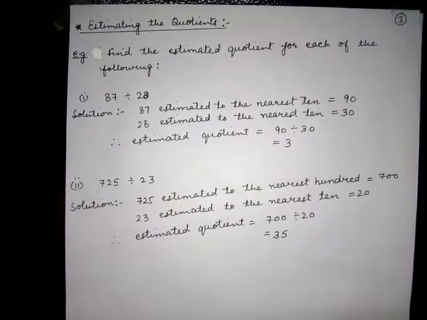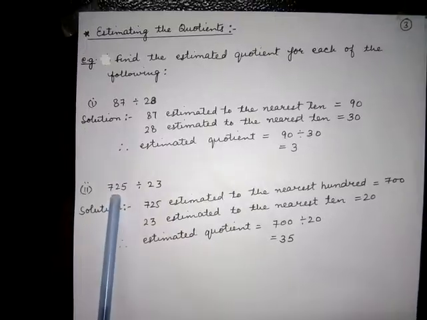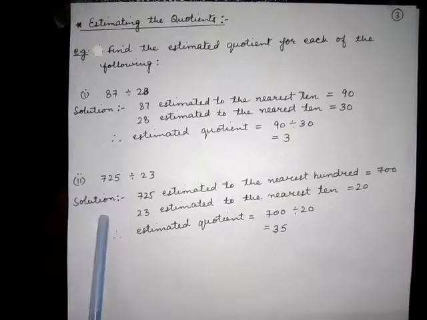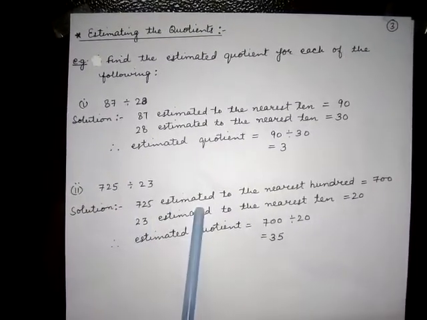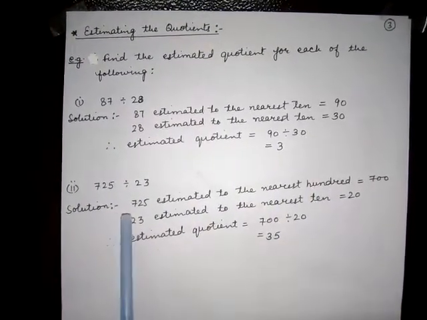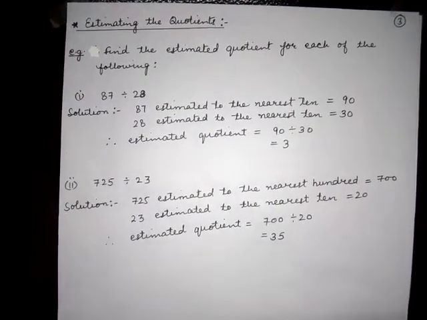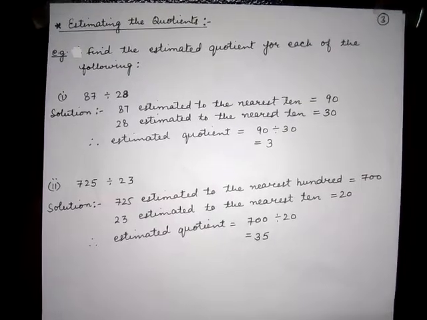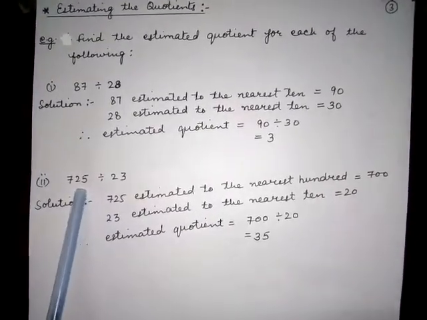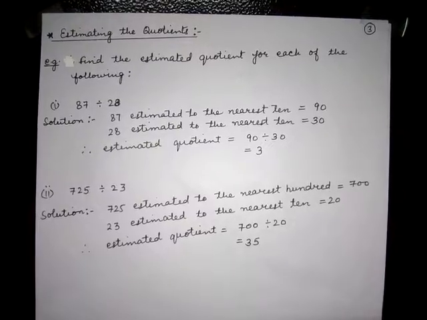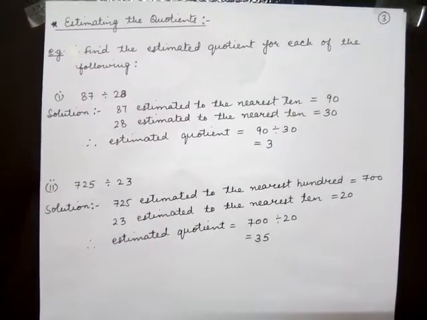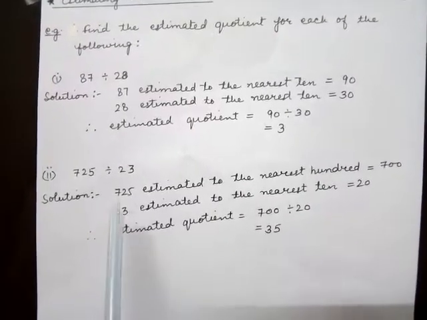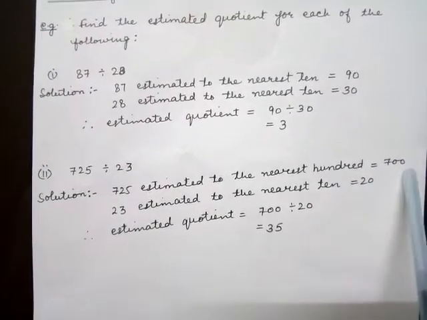We have a second example here. 725 divided by 23. So 725 estimated to the nearest 100. Why? Because we can round this number. Here we have not mentioned in the question to which place we have to round off, but 725 can be rounded to the nearest 100. We have possibilities, so we will round off this 725 to the nearest 100, which is equal to 700.